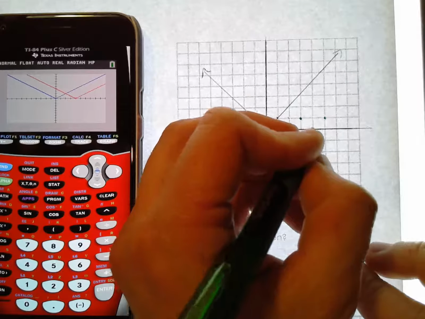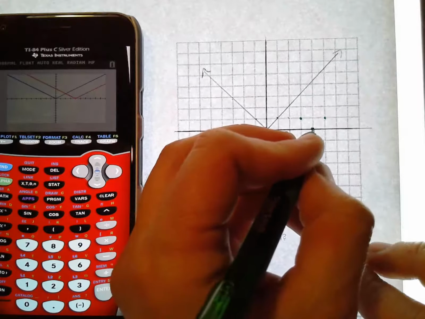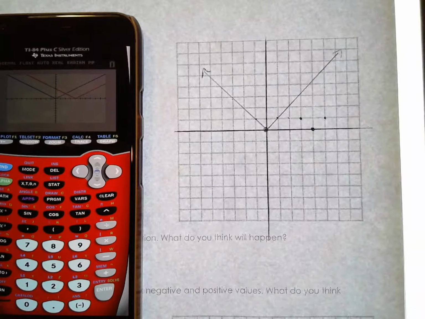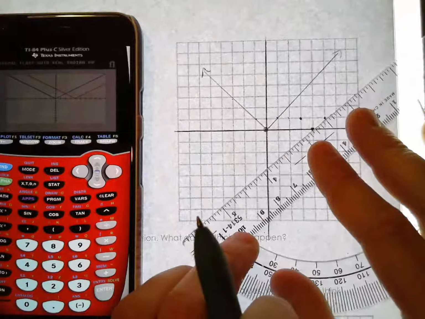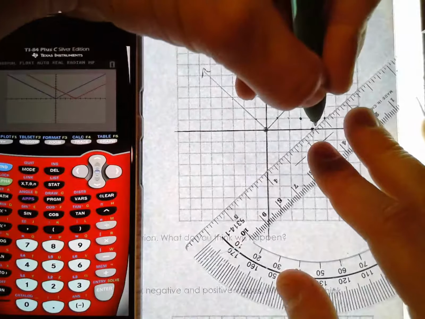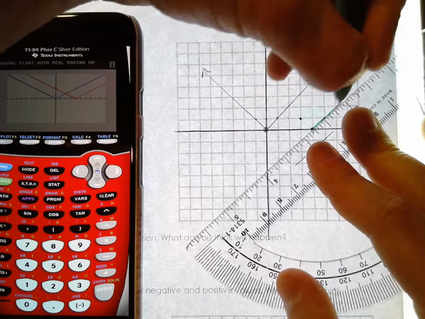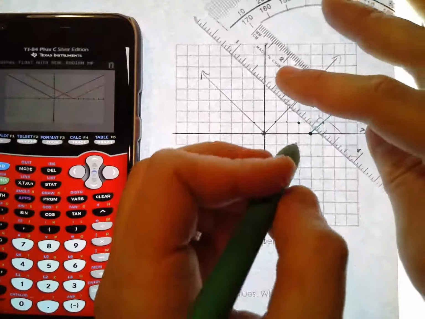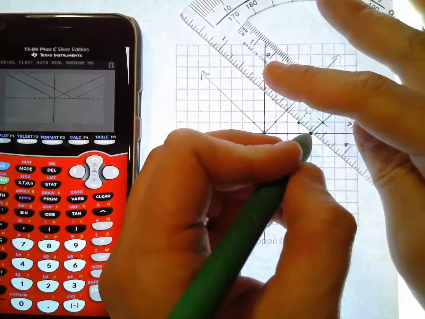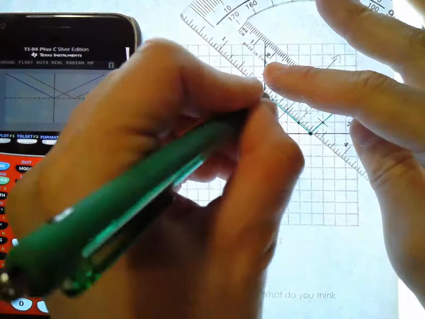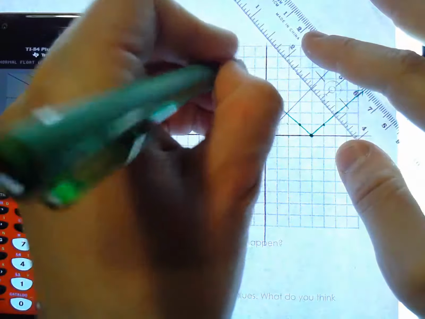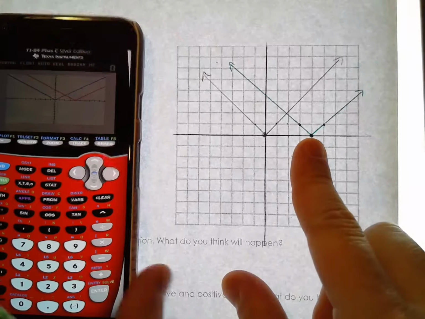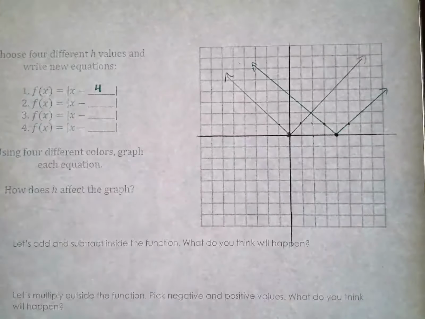Or you can say, hey, here's my vertex, and I know absolute value. I just go up 1 over 1, up 1 over 1 to the right, and I'll get a line that looks like this. And going to the left, I go up 1, and then instead of to the right 1, I'm going to go to the left 1. It's that kind of opposite slope. Alrighty. So this is shifting it to the right when I subtract inside of my function.